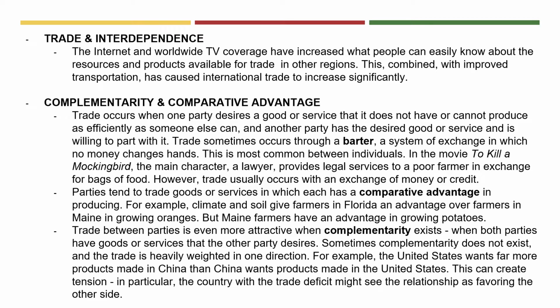Trade between parties is even more attractive when complementarity exists, when both parties have goods or services that the other party desires. Sometimes complementarity does not exist, and the trade is heavily weighted in one direction. For example, the United States wants far more products made in China than China wants products made in the United States. This can create tension. In particular, the country with the trade deficit might see the relationship as favoring the other side.